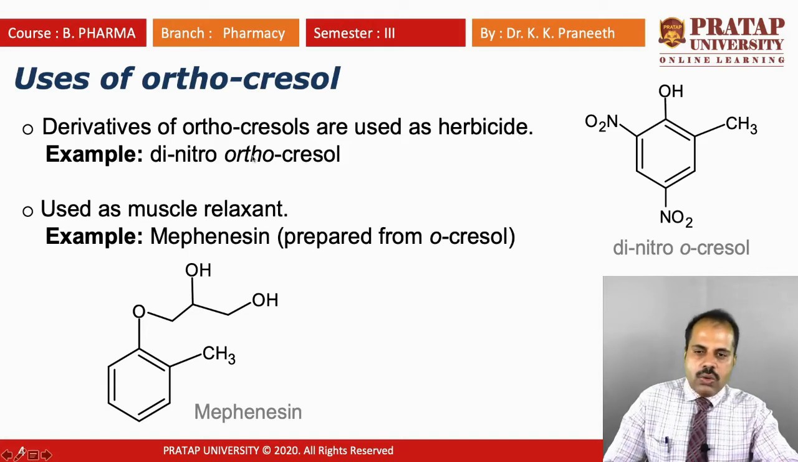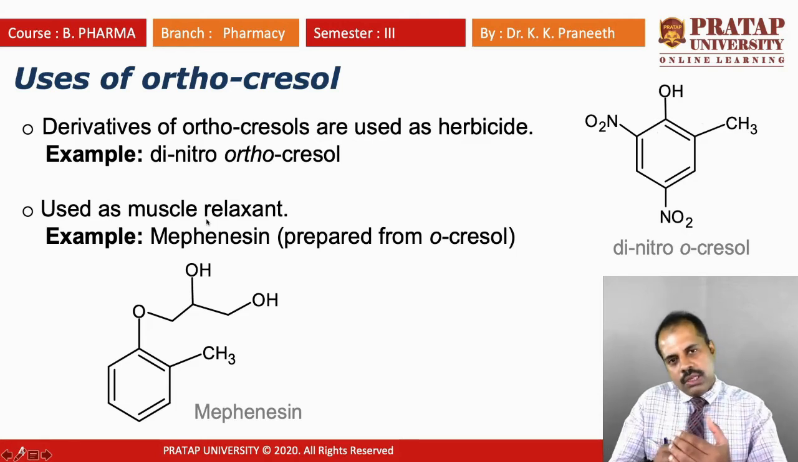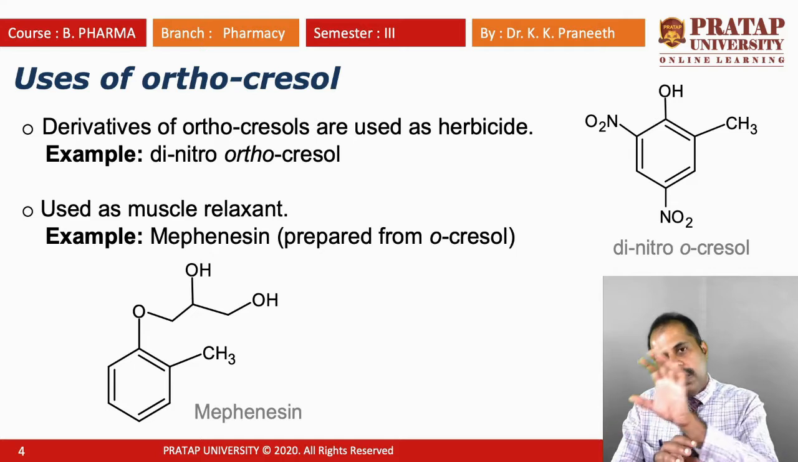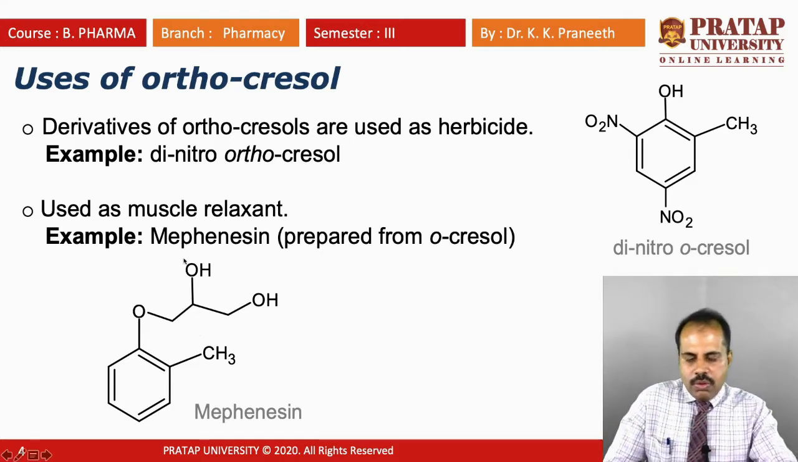So this dinitro-orthocresol, the structure is shown here. Okay, it has 2 nitro groups, and this is the orthocresol part. This dinitro-orthocresol is used as an herbicide, which is a derivative of orthocresol. And also another derivative of orthocresol. Derivative means the compound which is derived from orthocresol. Okay, so a derivative of orthocresol means a compound which is prepared from orthocresol. So another important chemical, or drug, is mepinazine. Mepinazine is a drug which is a muscle relaxant.